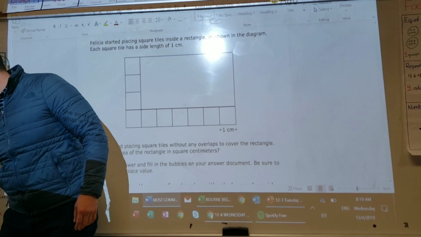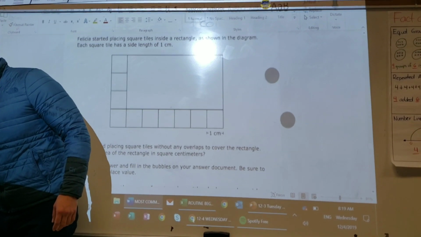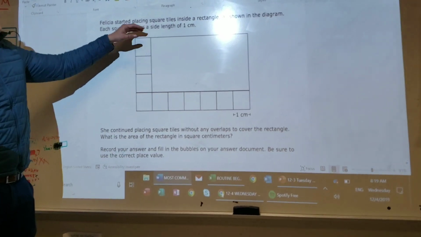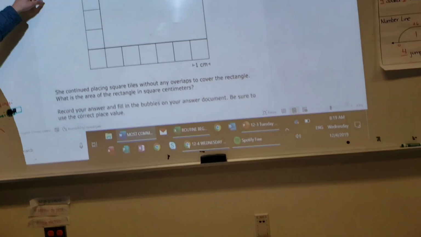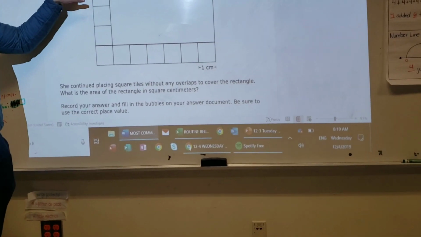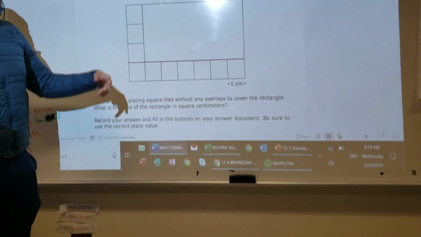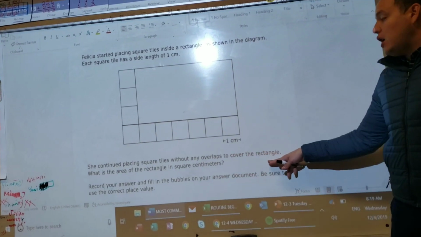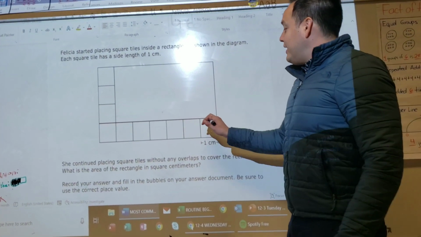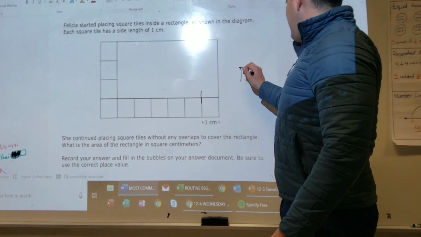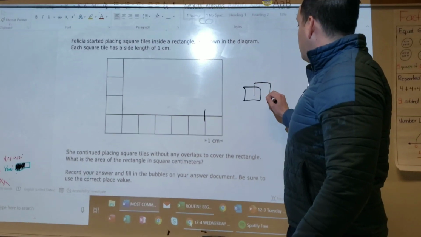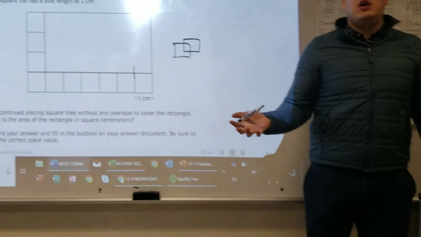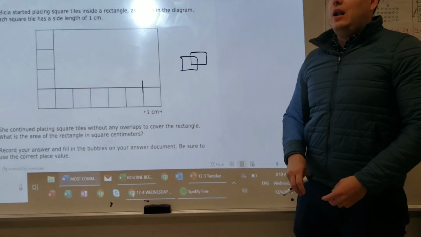Now the next problem is something similar. Felicia starts placing square tiles inside a rectangle as shown in the diagram. Each square tile has a side length of 1 centimeter. She continues placing the square tiles without any overlaps. También recuerden eso, las overlaps, this means that I have a square here, no puedo tener un cuadro aquí, ¿verdad? This is overlapping, uno encima del otro, eso no funciona, porque si no, me sale mal, ¿ok?